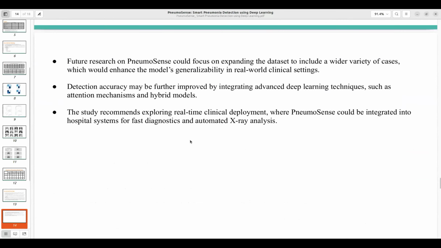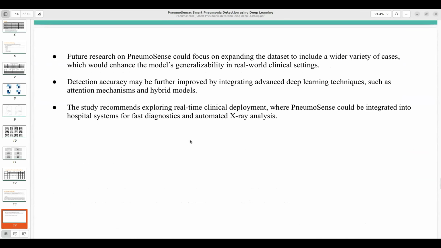Now the future scope is that it can focus on expanding the data set of PneumoSense for real world clinical settings. Second, more hybrid deep learning techniques can be accumulated or tested with this to improve the results for pneumonia. Again, we are working on this, and we have developed one more model, that is PneumoSense plus plus, in which we have gone for more testing in deep learning, and we have enhanced the results of PneumoSense. So we are already working on this, and we have already created an enhanced version of this.